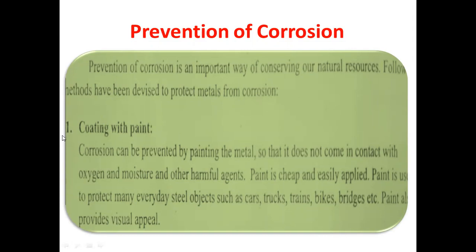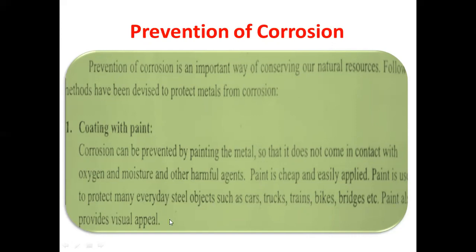The first method of prevention of corrosion is coating with paint. Corrosion can be prevented by painting the metal so that it does not come in contact with oxygen, moisture and other harmful agents. Other harmful agents means acids or bases. Paint is cheap and easily applied. Paint is used to protect many everyday steel objects such as cars, trucks, trains, bikes, bridges, etc.